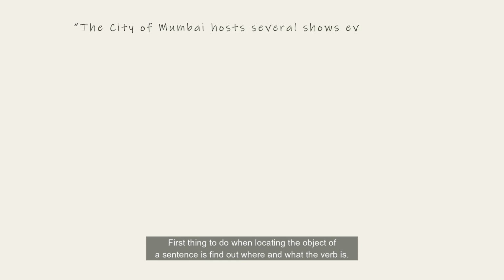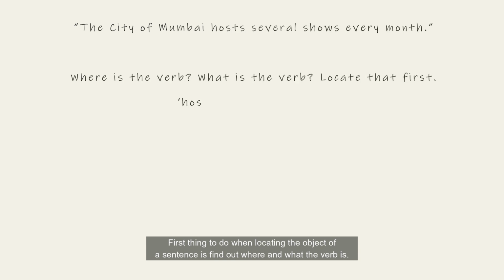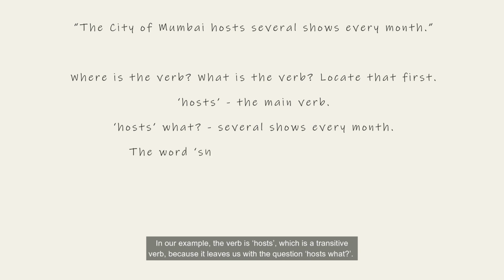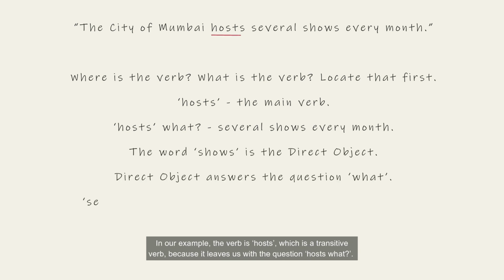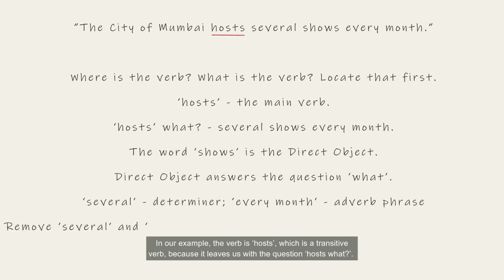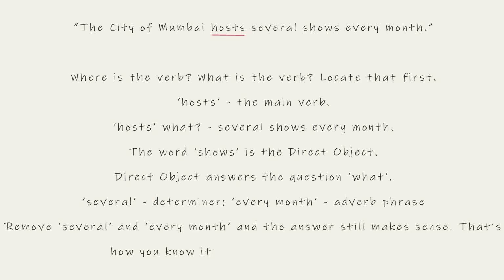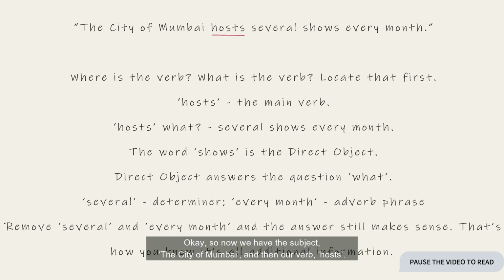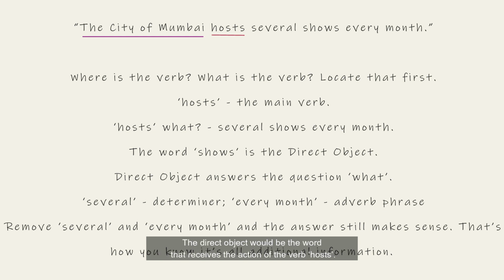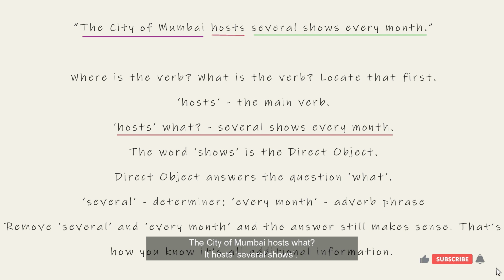First thing to do when locating the object of a sentence is find out where and what the verb is. In our example, the verb is hosts, which is a transitive verb because it leaves us with the question, hosts what? Okay, so now we have the subject, the city of Mumbai, and then our verb, hosts. The direct object would be the word that receives the action of the verb hosts. The city of Mumbai hosts what? It hosts several shows. The direct object is the word shows.